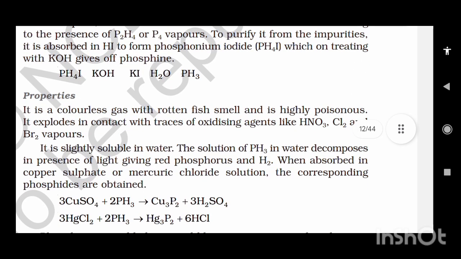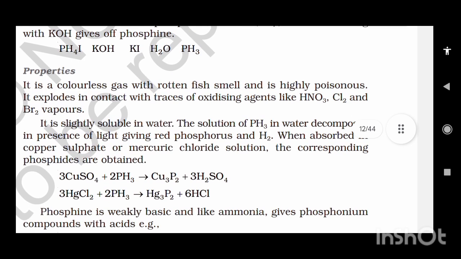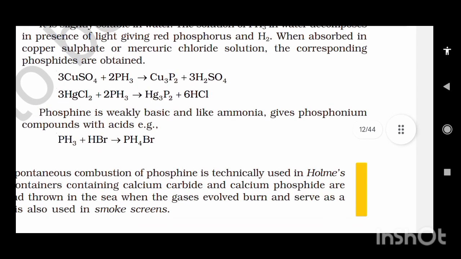Properties. It is a colorless gas with a rotten fish smell and is highly poisonous. It explodes in contact with traces of oxidizing agents like HNO3, Cl2 and Br2 vapors. It is slightly soluble in water. The solution of phosphine in water decomposes in presence of light, giving red phosphorus and H2. When absorbed in copper sulfate or mercuric chloride solution, the corresponding phosphides are obtained.